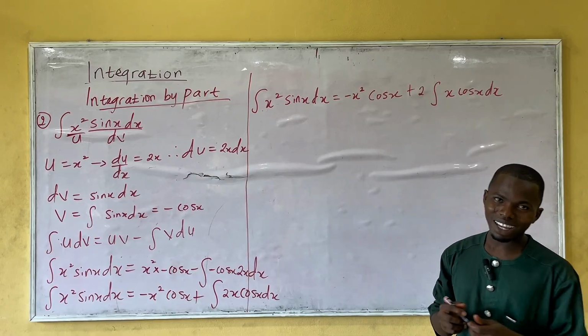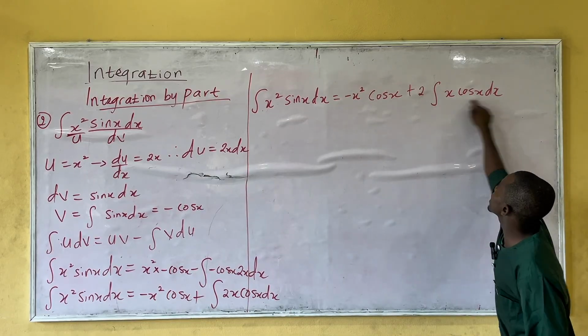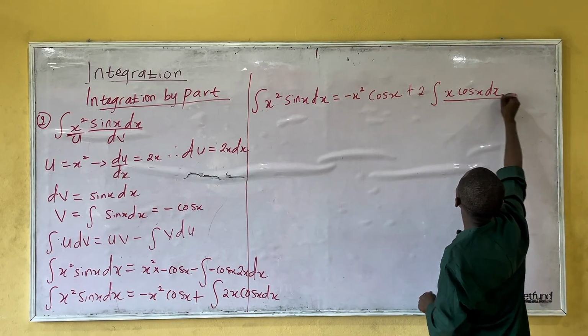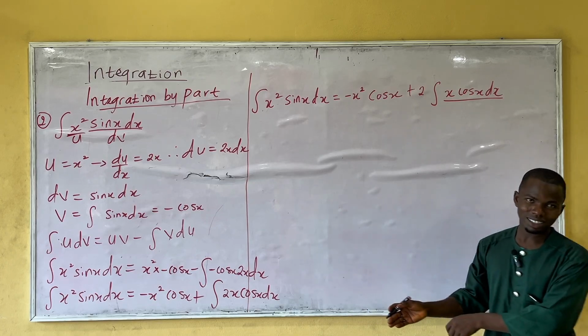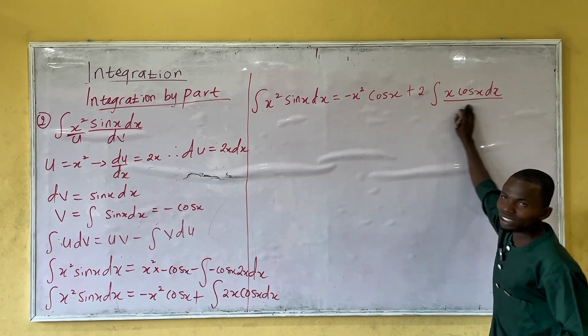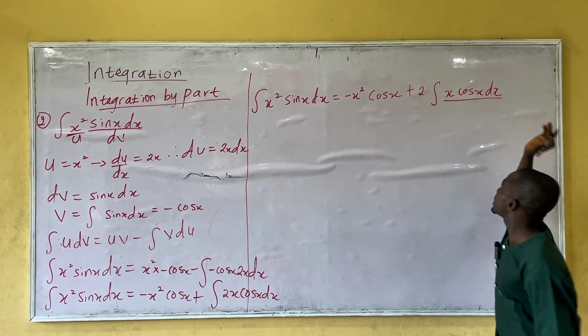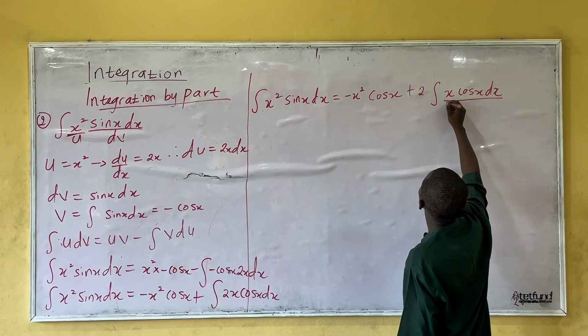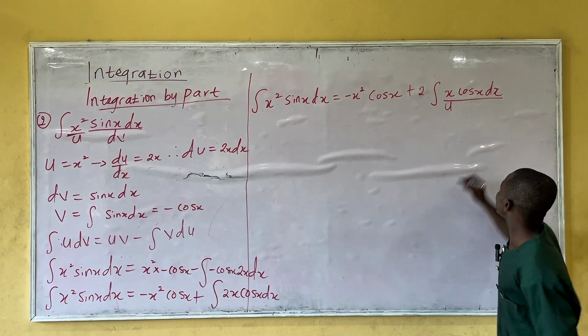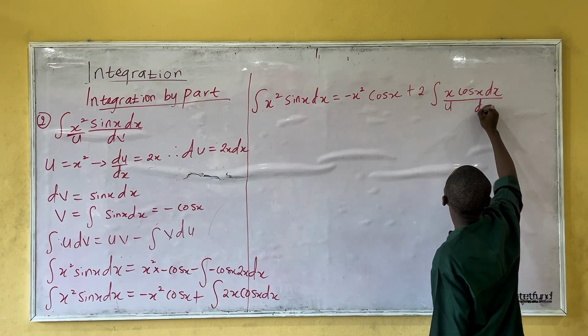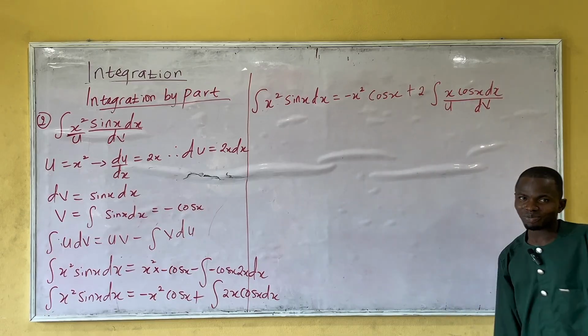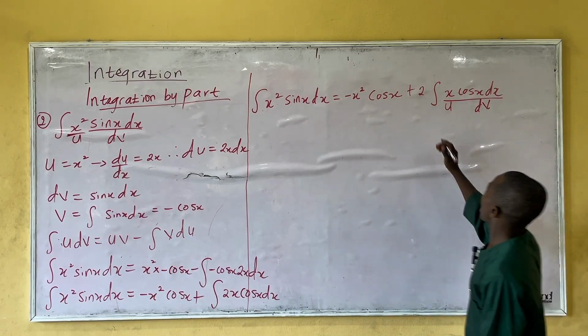I've not gotten my final answer. Why? Because there is still an integral here, and this alone is another integration by parts. Which means this x is my new u, and this cos x dx is my new dv. Which means I will keep it somewhere.